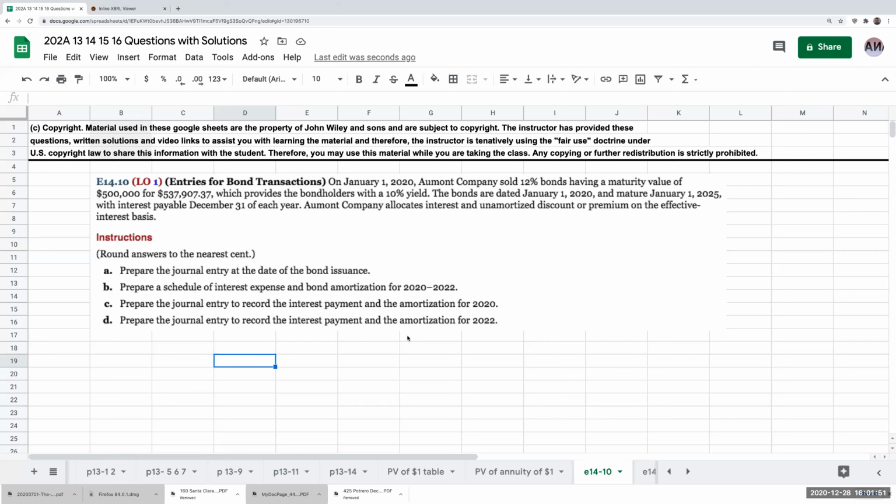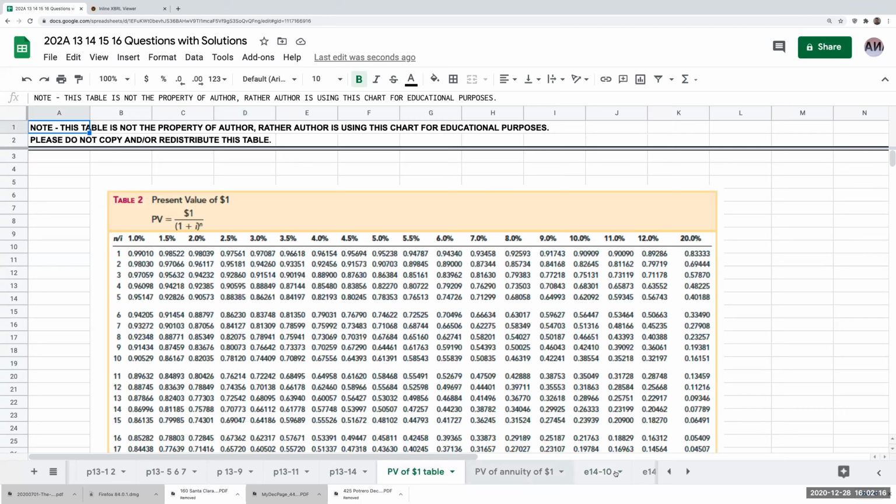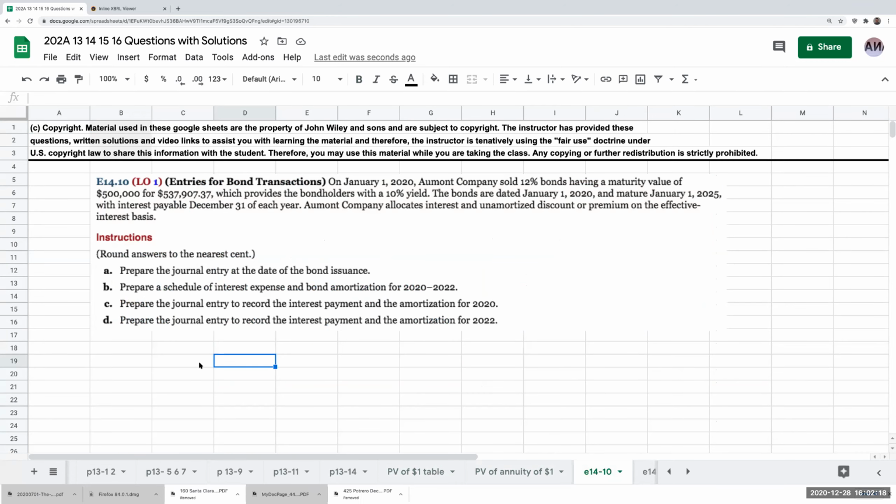Hello, everybody, and welcome. So, what we're looking at here is that on January 1st, Almont Company sold 12% bonds having a maturity of 500,000 for 537,907.37, which provides the bondholders with a 10% yield. The one thing we don't know here is the term of the bond, so I can't use present value tables to go back through and calculate it, but we can just take a look at how to do this.